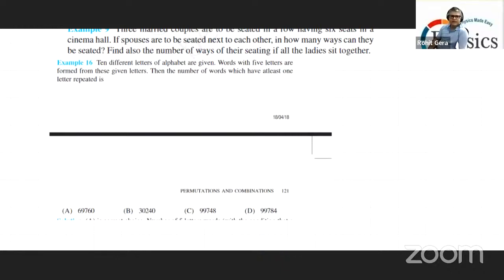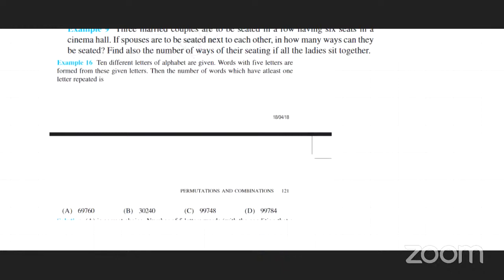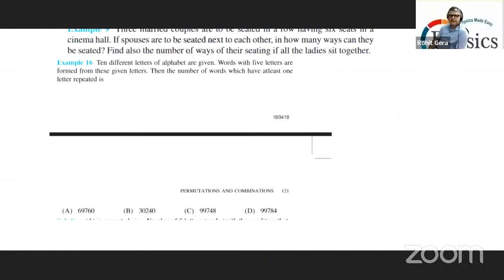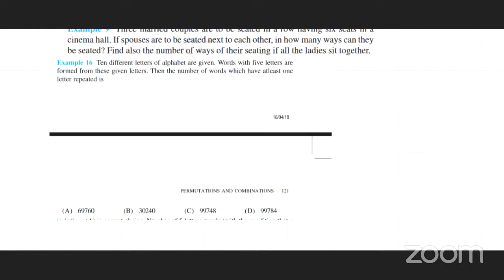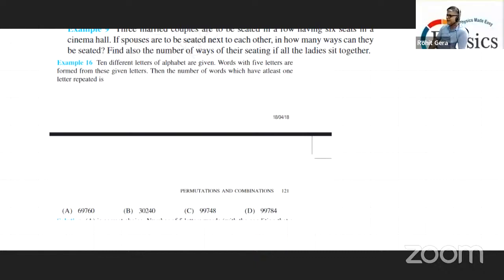So first let's make it with repetition. 10 into 10 into 10 into 10 into 10, 10 raised to power 5. Which is like 1 lakh. Minus what we just did. 10 into 9, 90. 90 into 8, 720. 720 into 42.